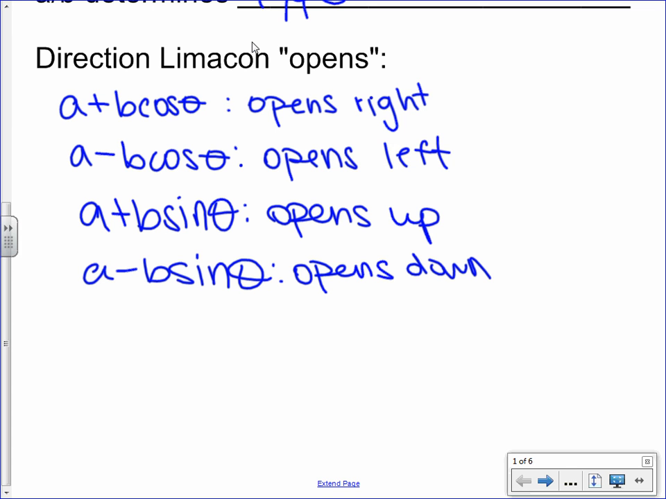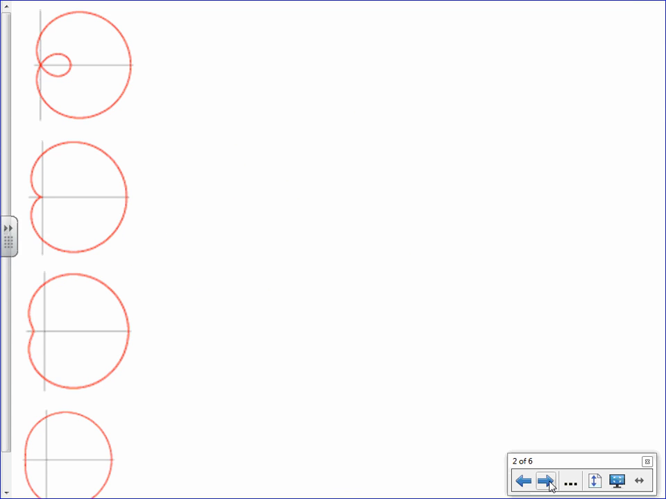Okay? We're going to go in order of this a divided by b. So the first one that we're going to look at, now all of these are opening right. It doesn't matter which way they open, they're still going to look the same. Okay? So this first one is what we call a loop, because there's a loop. Okay? We have a loop when we take a divided by b and it is less than 1.